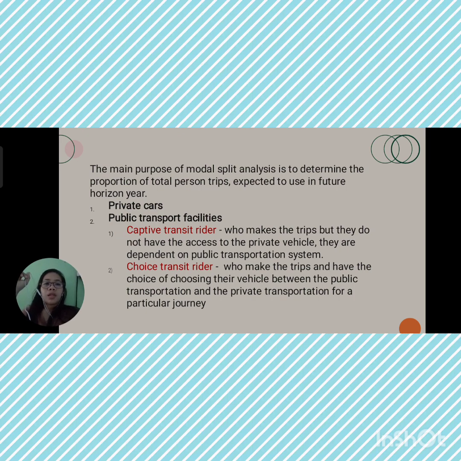Ang captive transit rider naghimo siya sa trip pero wala siya access sa private nga vehicle. Nagdepende ra sila sa public transportation system. Ang ikaduha, choice transit rider, na siya pagpili kung mag-private vehicle ba siya or mag-public transportation na siya sa isa ka particular nga journey, no? Kung asa siya mas comfortable nga iyang gamiton, mag-private ba siya or sa public na lang sab siya. Siya ang duha ka butang nga na under sa public transport facilities.